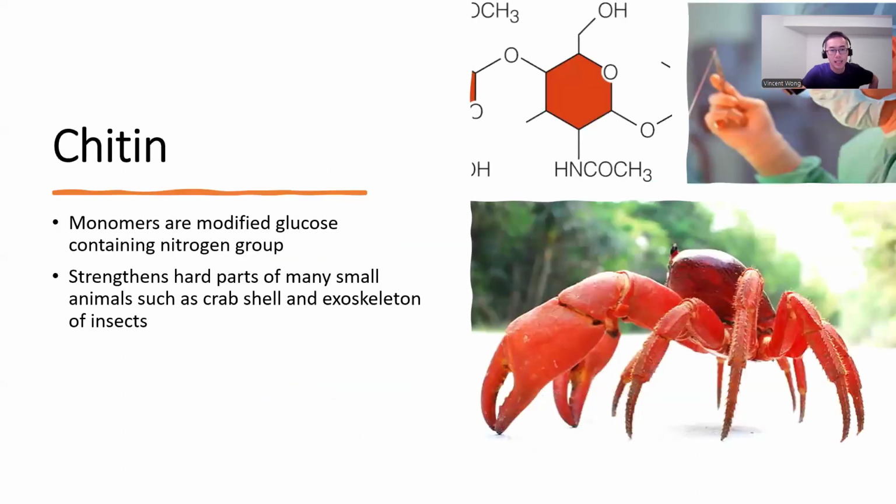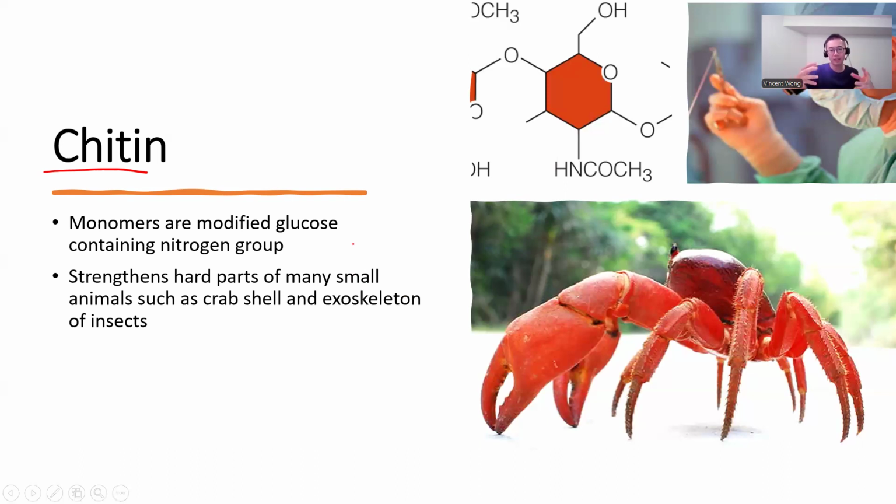Now, the last kind of polysaccharide is called chitin. That's how you pronounce it, okay? Not chitin, it's chitin. Chitin, the monomer is a special kind of glucose that contains nitrogen in it. You don't have to recognize it. You just have to know it's a modified kind of glucose. And it makes it really, really hard. And therefore, it's used to form shells of crustacean as well as insects.